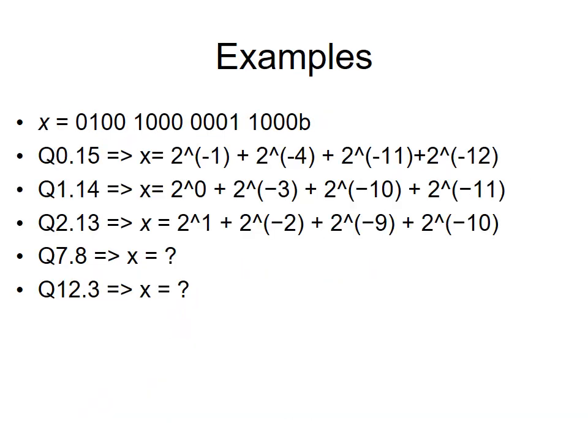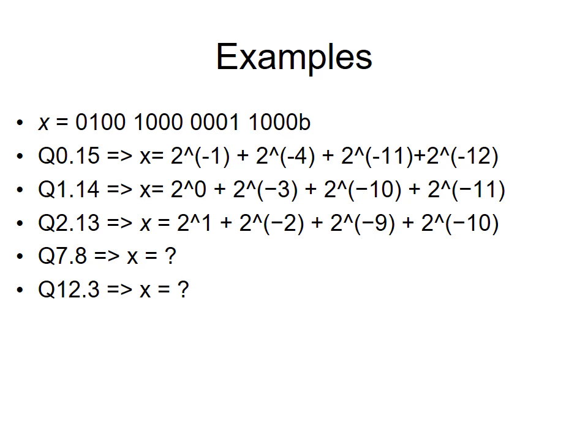For example, we can see here that x is equal to 0100100001100b. So now we have to maintain the fixed point number representation. First is the Q0.15, that is x equals 2 to the power of minus 1, plus 2 to the power of minus 4, plus 2 to the power of minus 11, plus 2 to the power of minus 12.